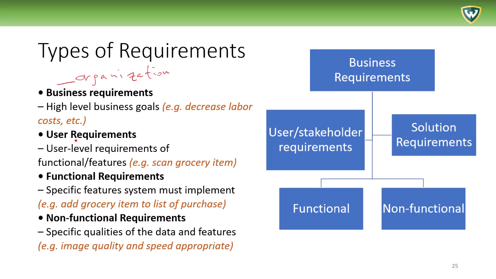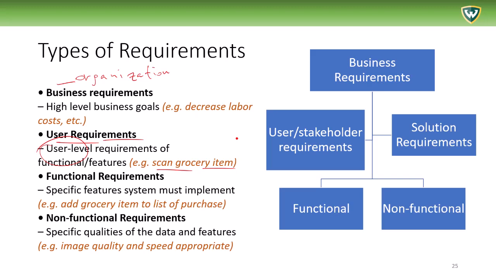And then we have the user requirements. So the user level requirements are kind of features. They're getting more specific to the solution requirements of the main concept of the system that you're trying to create, but more focused on the user level. So, for example, scan grocery item. Maybe your software program needs to be able to scan a grocery item by using some type of scanner. And so the user needs to be able to put the item on the system for the system to process.